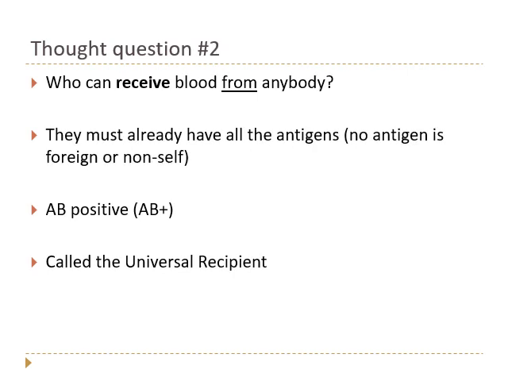Thought question number 2. The question becomes, who can receive blood from anybody? If you're okay with any antigen, that means you must already have all the antigens, right? Nothing is foreign to you. You've seen it all before. Everybody is on the list. So that means you must have A antigen, you must have B antigen, and you must also have RH antigen. So you've got to be AB positive.